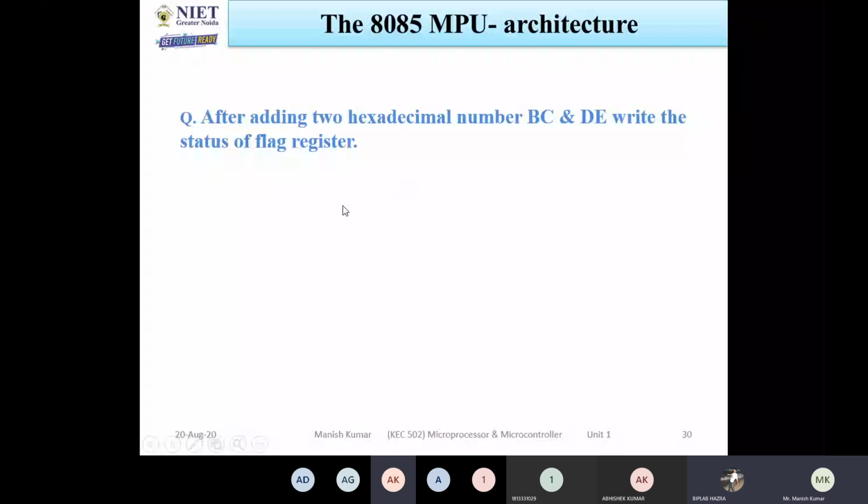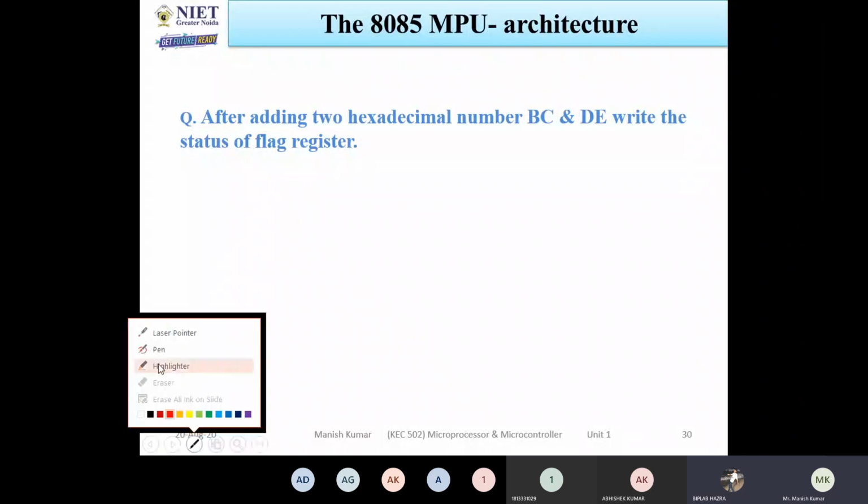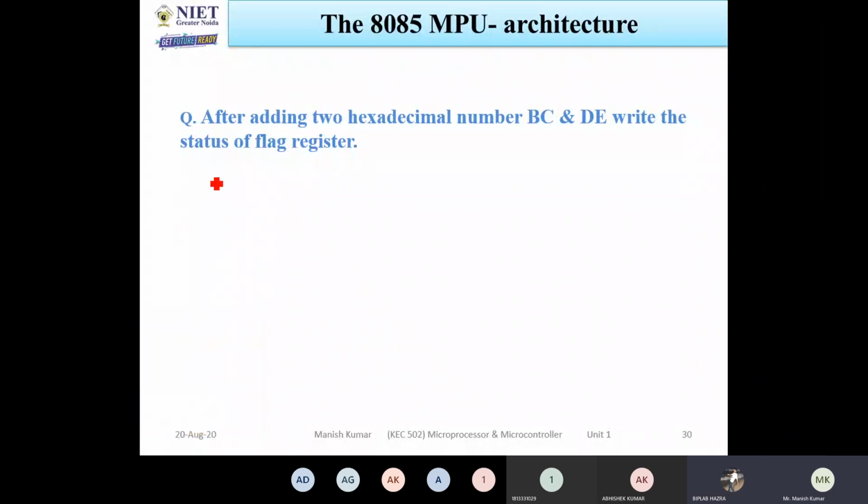Sir, 19A. 19A. So after adding you are getting 19A. So the question is you have to add BC and DE, and you are getting the answer 19A. Anyone having a different answer from that?